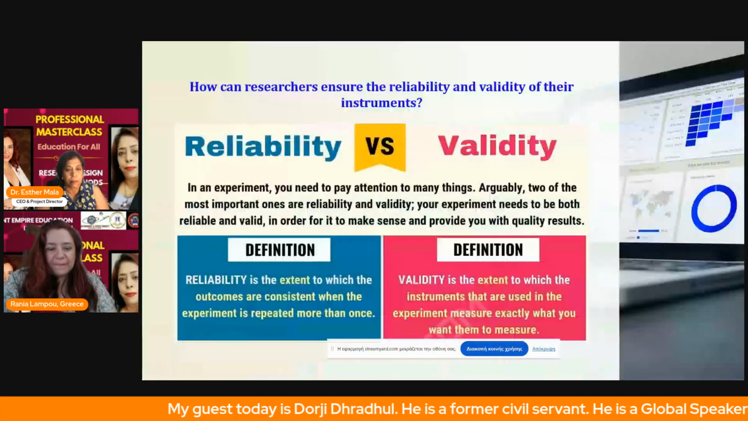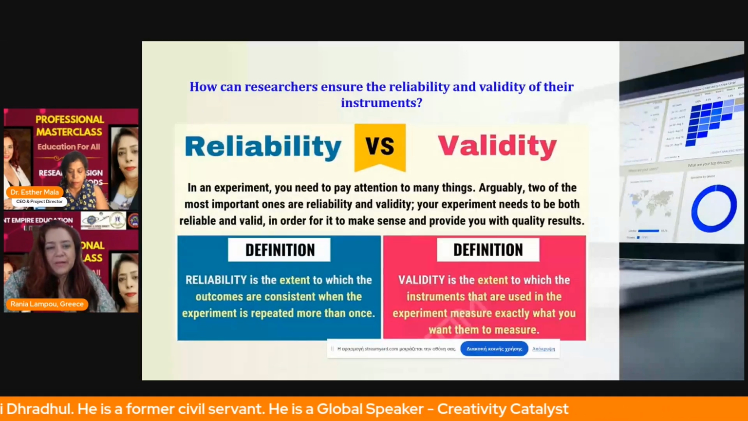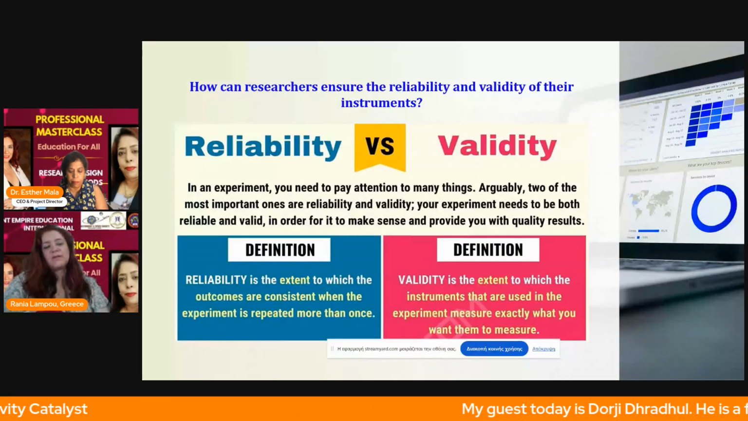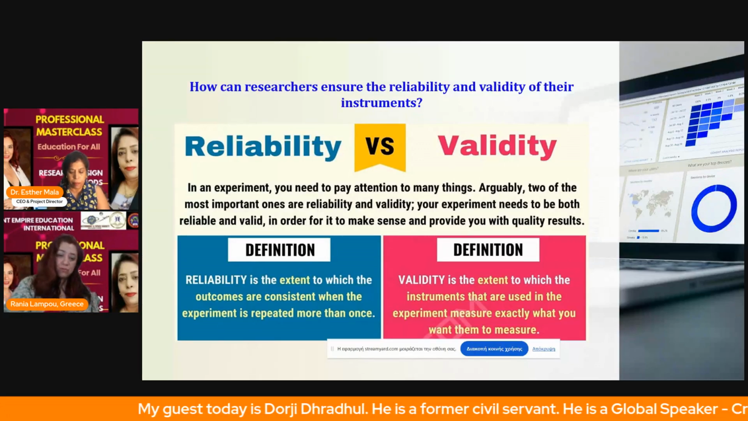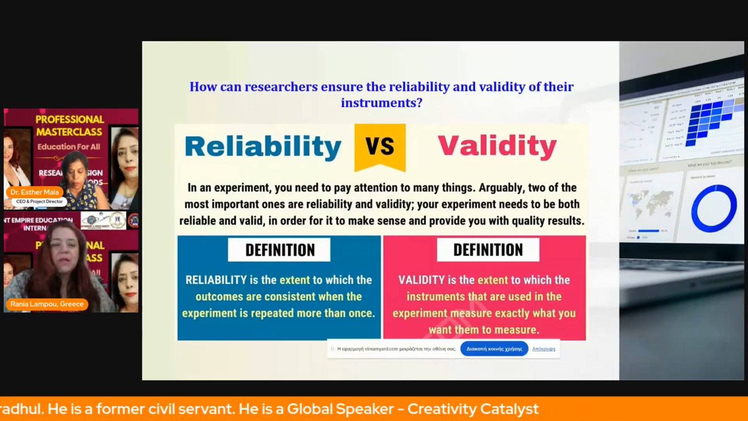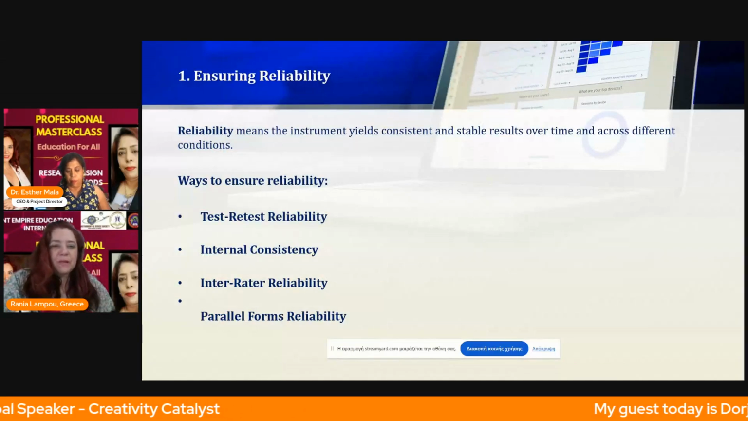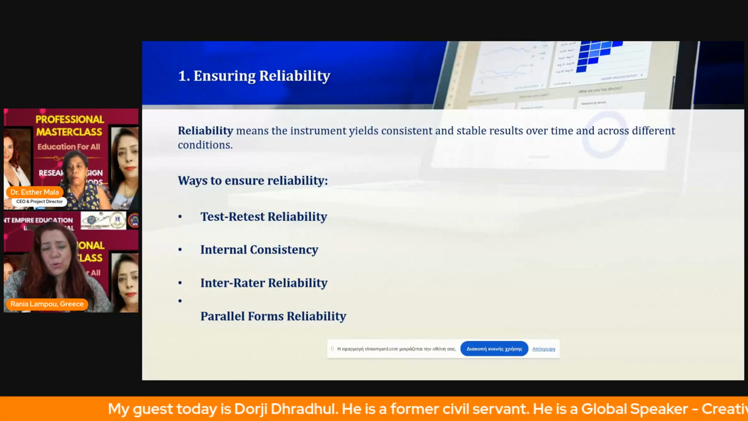Now, how can researchers ensure the reliability and validity of their instruments? Remember again these terms. Reliability is the extent to which the outcomes are consistent when the experiment is repeated more than once, and validity is the extent to which the instruments that are used in the experiment measure exactly what you want them to measure. Remember these two definitions. So first, reliability. This means the instrument yields consistent, stable results over time and across different conditions. So how to ensure reliability?